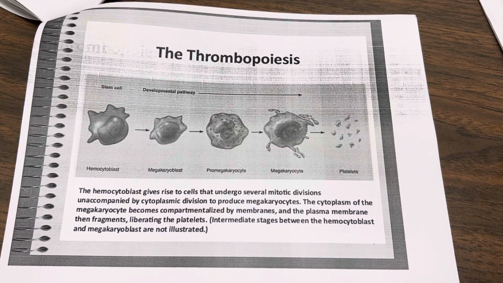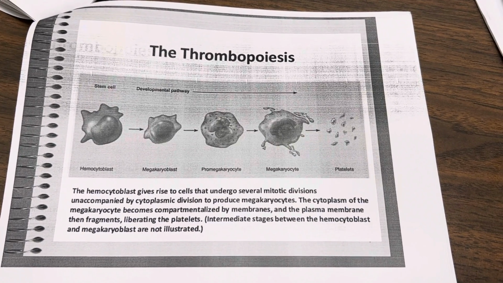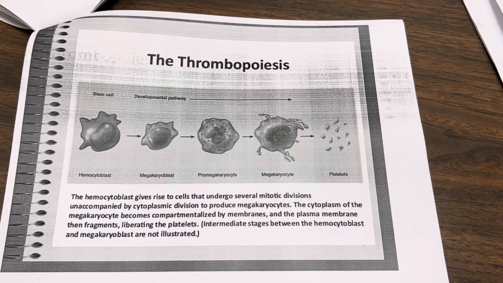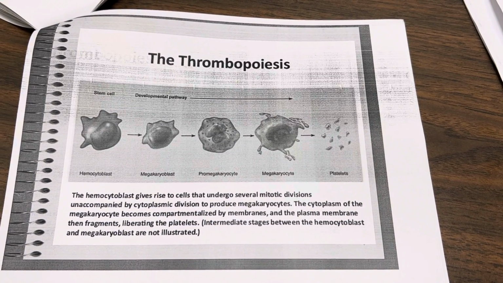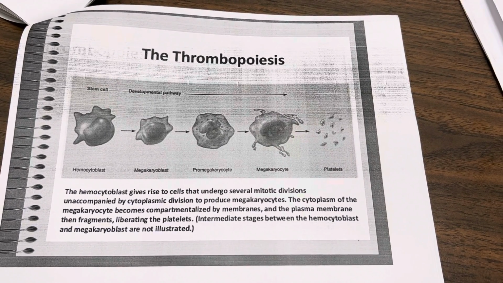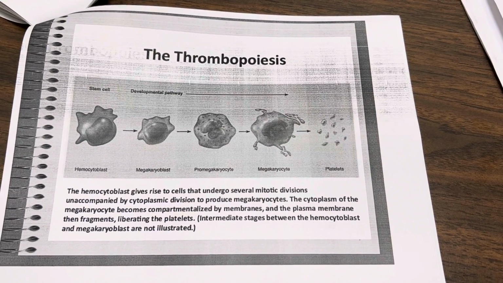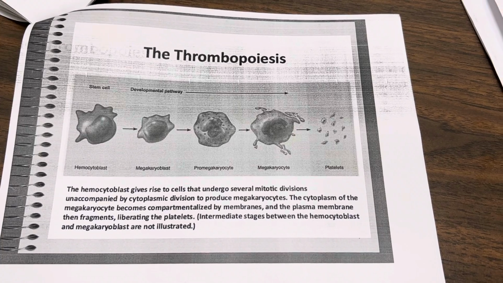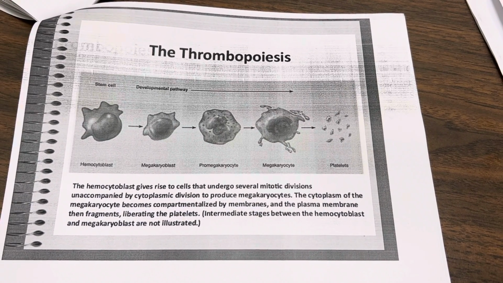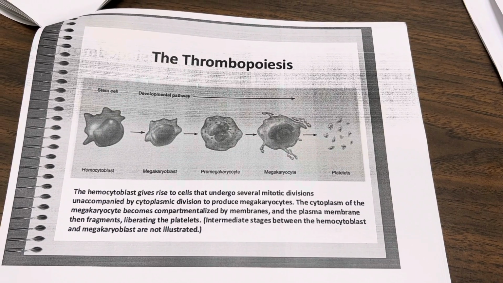accompanied by cytoplasmic division to produce megakaryocytes. The cytoplasm of the megakaryocyte becomes compartmentalized by membranes, and the plasma membrane then fragments, liberating the platelets. Intermediate stages between the hemocytoblast and megakaryoblast are not illustrated.